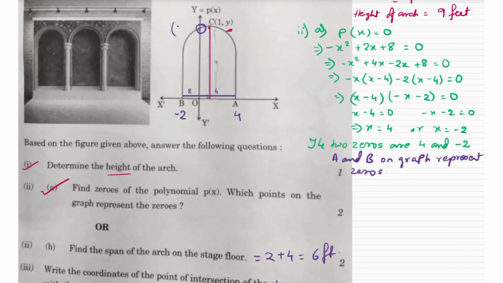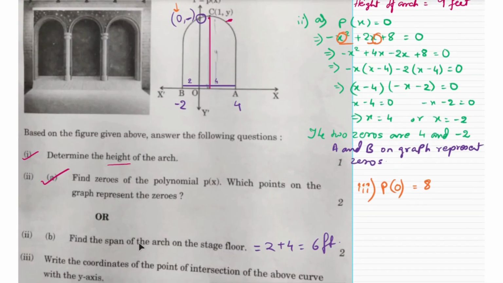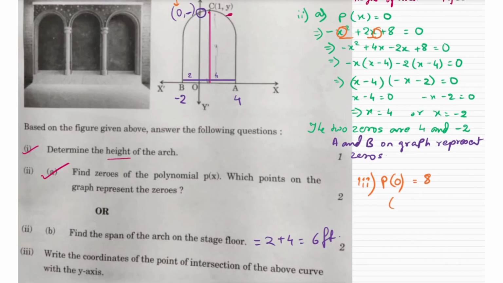Obviously the x coordinate will be 0 and the corresponding y value I need to find, which means I need p(0). Remember, y's value is always the value of the polynomial at the given x. So over here x must be 0, and in place of x, I'll put 0. These two terms automatically become 0, and hence p(0) is just 8. That means the coordinates of the point of intersection of the curve with the y-axis are (0, 8).